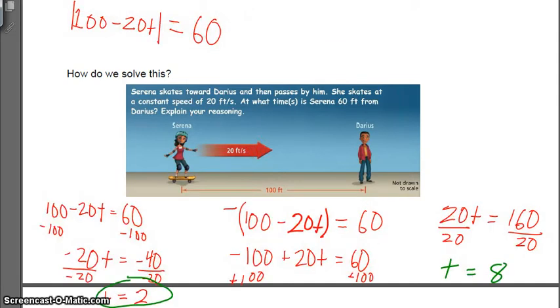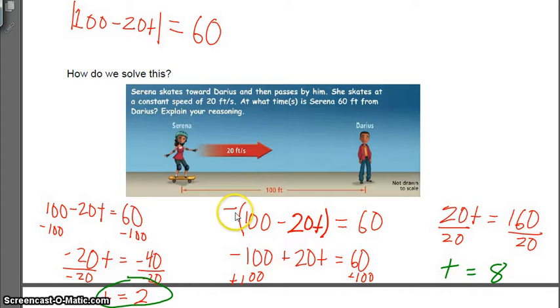Alright, so if we use the method that we just discussed up above, the absolute value of 100 minus 20t, I can take the positive and the negative versions of that absolute value. So the positive version, 100 minus 20t equals 60, you can see my solution there. We end up with 2 seconds as my solution for that.